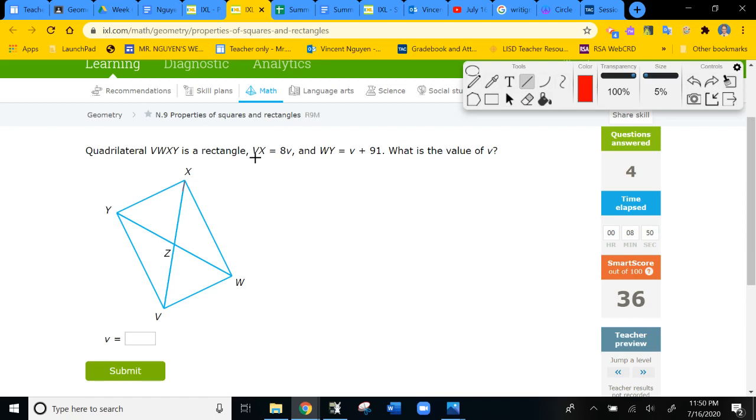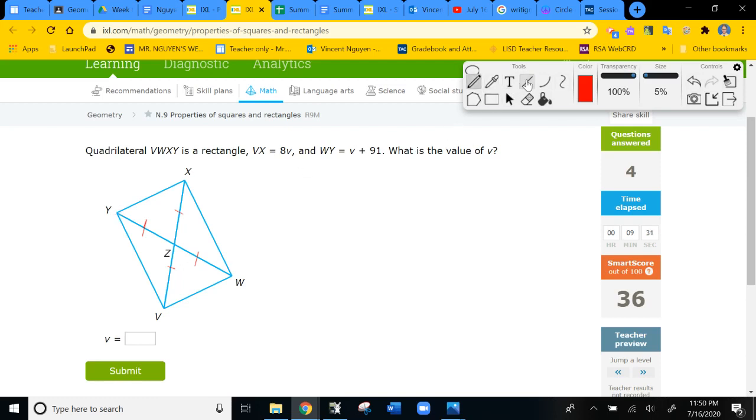We're given Vx. So Vx is the whole thing, and it says the whole thing is 8V. Well, if the whole thing is 8V, and I know one of the properties of a rectangle is that the diagonals bisect each other and the pieces are equal to each other, so I can mark all of these the same. Now if they're giving me Vx and Wy, that means they're giving me the whole entire diagonals, right?